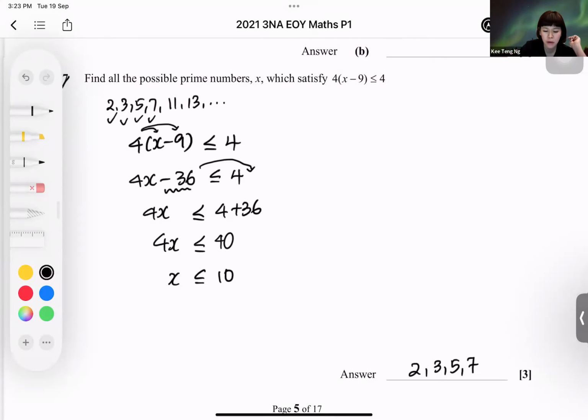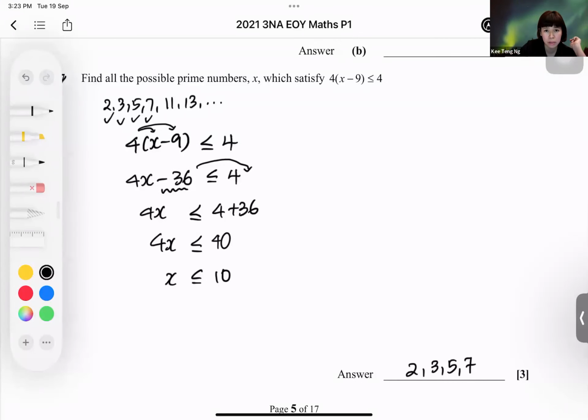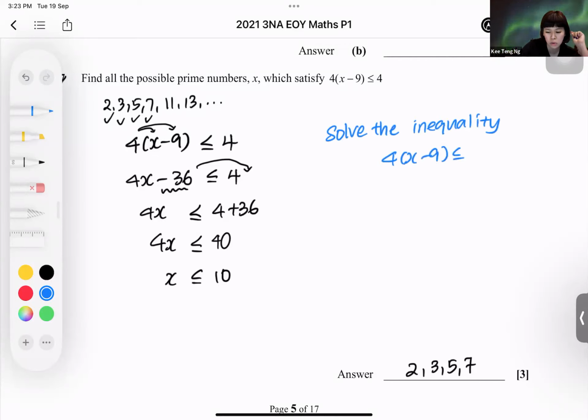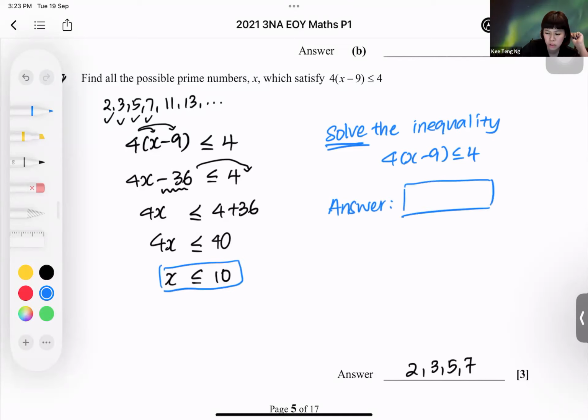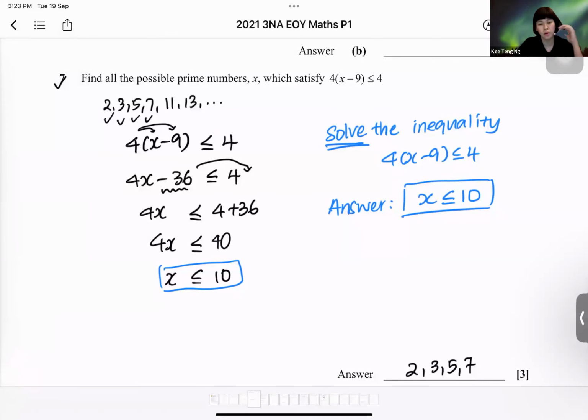Okay, they say find all the possible prime numbers. Now, watch out a little bit. If the question says solve the inequality x minus 9 less than or equal to 4, when they say solve, your answer will be the whole inequality. Copy the whole inequality, x less than or equal to 10. Some of you just give me the number 10, then the answer is not correct. It's a whole range of answers. All right, so please take note.